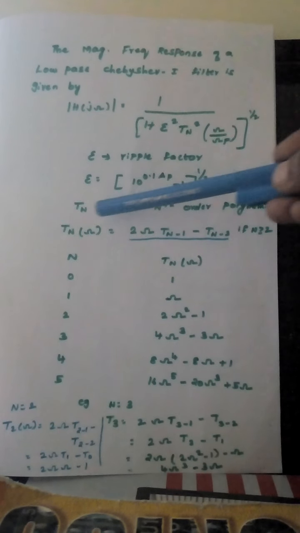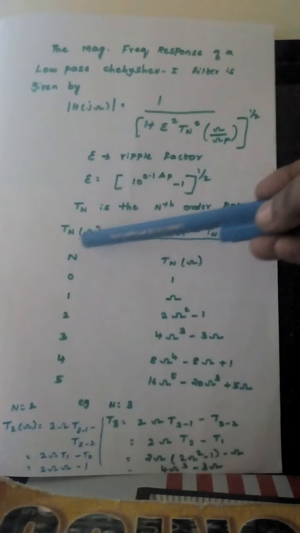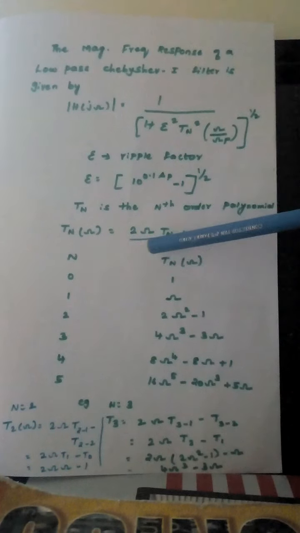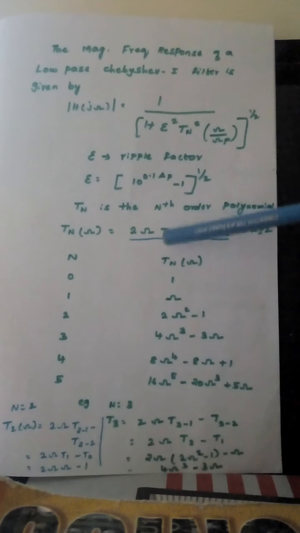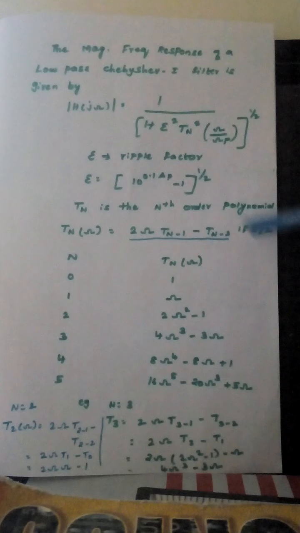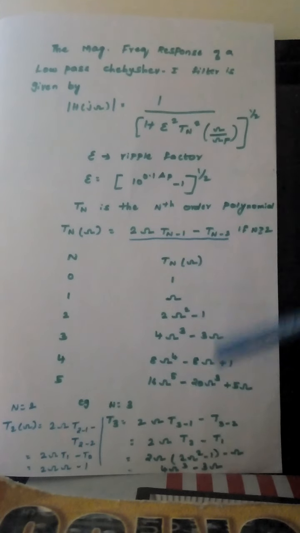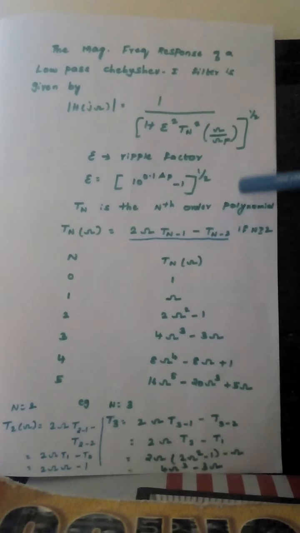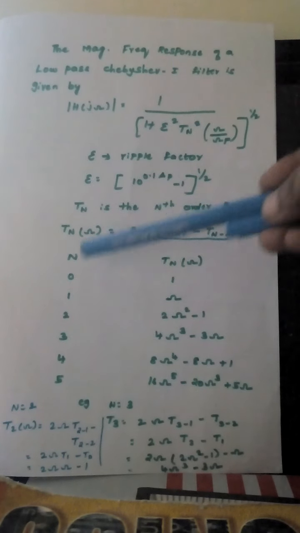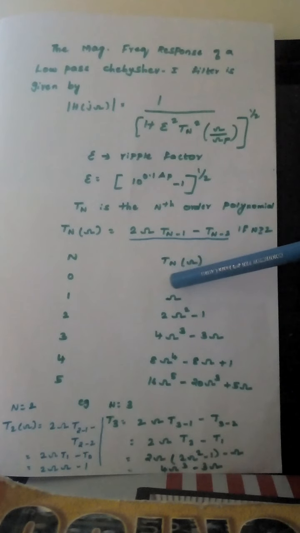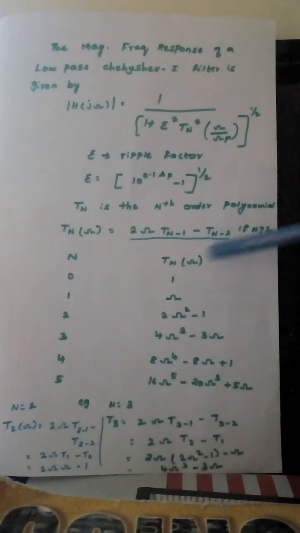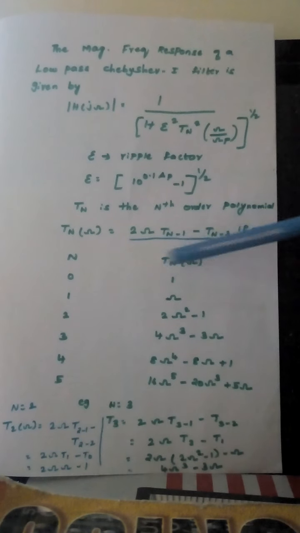For finding this we can use this formula: Tn of omega equals 2 omega T of n minus 1 minus T of n minus 2, if n is greater than or equal to 2. Using this, we can find the order of the Chebyshev polynomial. If n is 0, the value is 1, we just have to remember that, and if n is 1, the value is omega. The remaining values can be found by using this formula.